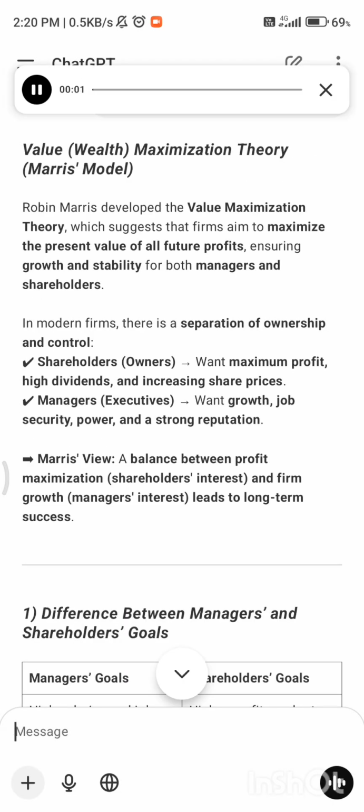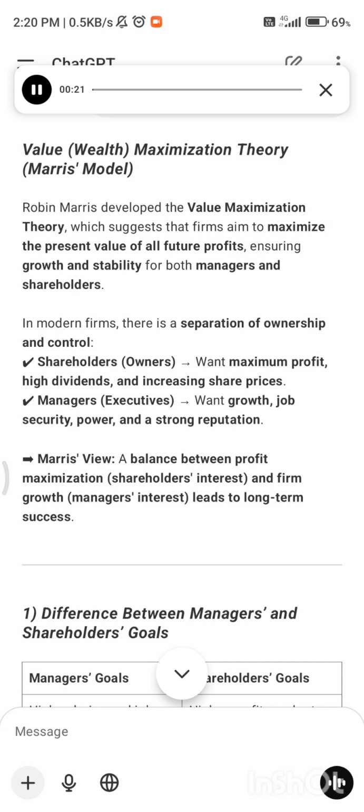Value, wealth, maximization theory, the Marris model. Robin Marris developed the value maximization theory, which suggests that firms aim to maximize the present value of all future profits, ensuring growth and stability for both managers and shareholders. In modern firms, there is a separation of ownership and control.